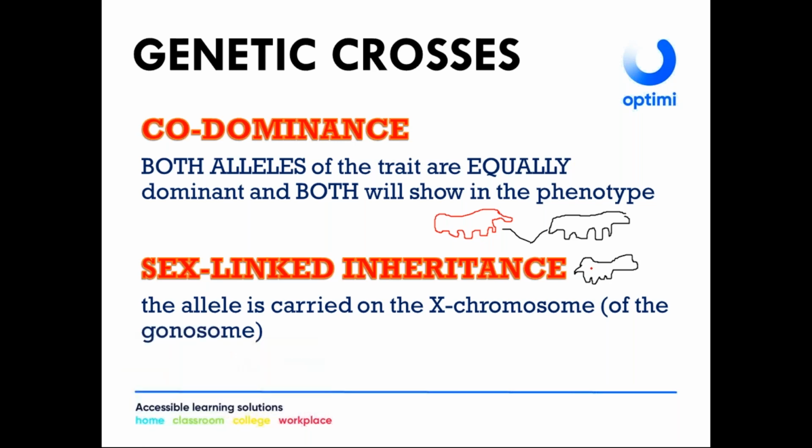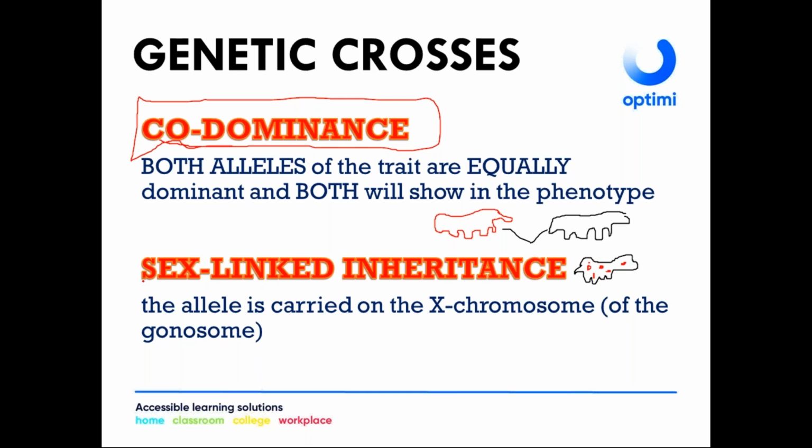Okay, so this pup had traces of black that it inherited from the mom, and traces of red that it inherited from the dad. So both of them were dominant and both of them show in the phenotype. Okay, so this is known as codominance. They co-dominate. Both of them dominate together, so both of them will be expressed in the phenotype.